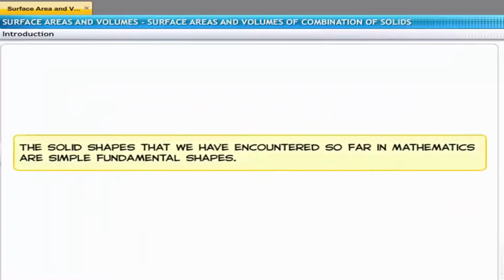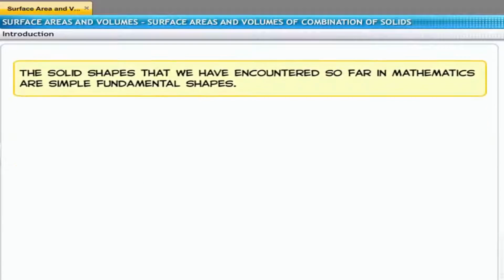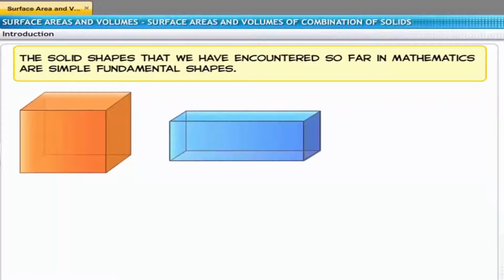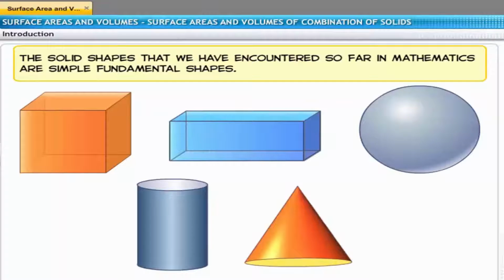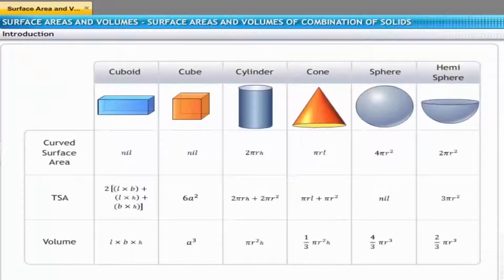The solid shapes that we have encountered so far in mathematics are simple fundamental shapes like cubes, cuboids, spheres, cylinders or cones. You have also learned how to solve problems that are related to surface areas and volumes of these shapes using standard formulae. Let us revisit the standard formulae for calculating areas and volumes of fundamental solid shapes.